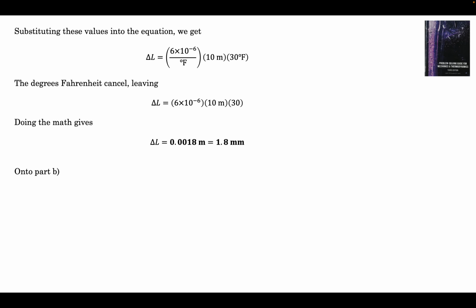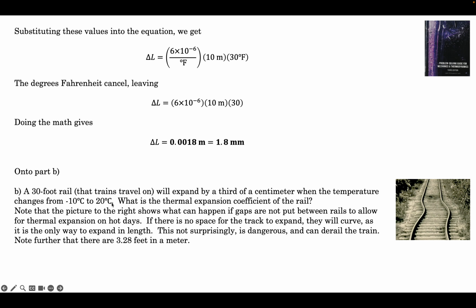On to part B. Part B, we have a 30-foot rail that's going to expand by 1/3 of a centimeter when the temperature changes from minus 10 degrees Celsius to 20 degrees Celsius, which is a change of 30 degrees Celsius. What's the thermal expansion coefficient of the rail?